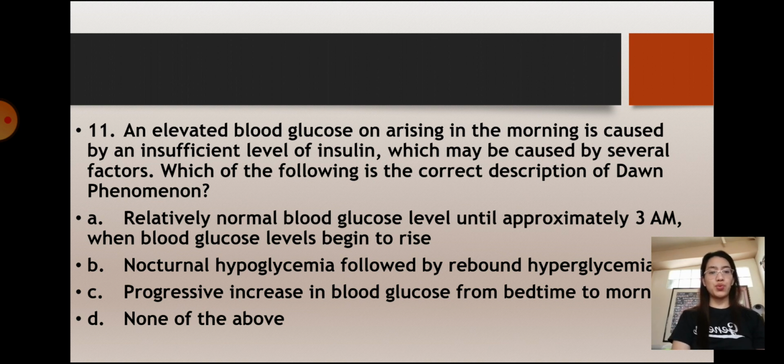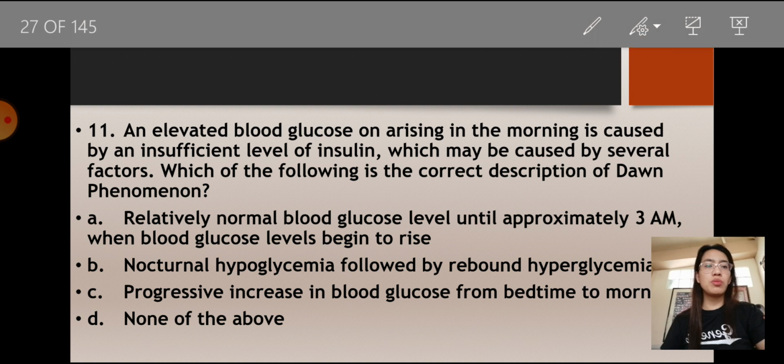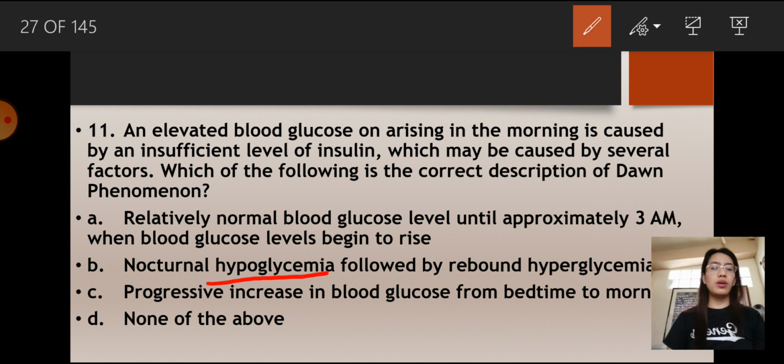Ang letter B, nocturnal hypoglycemia followed by rebound hyperglycemia. What is this phenomenon? This is what we call as your Somogyi effect or Somogyi phenomenon. Ang Somogyi naman, ang sinasabi ng Somogyi, around madaling araw din, biglang bumabagsak yung blood sugar mo. So around the dawn also, around the 2 to 3 a.m., bigla ka nagkakaroon ng hypoglycemia. So bumabagsak yung blood sugar mo. Pero merong gagawin yung katawan mo.